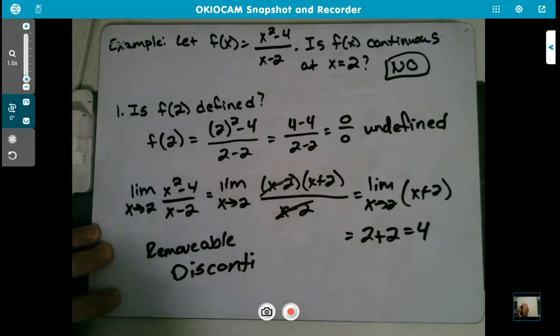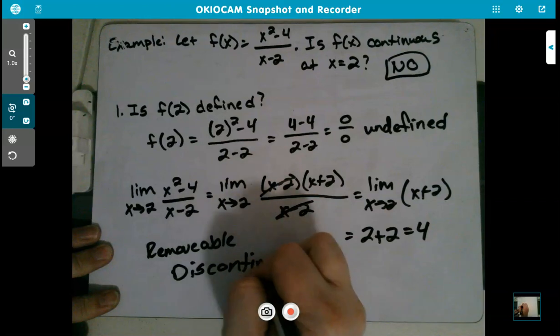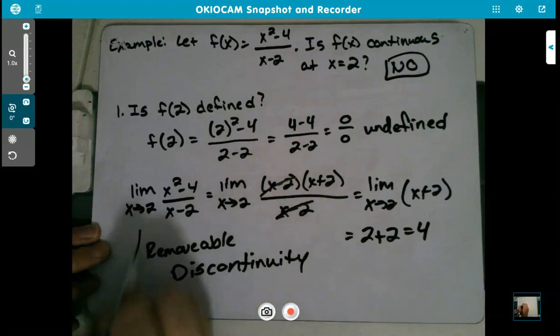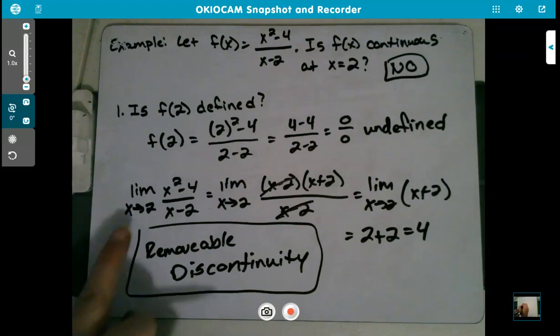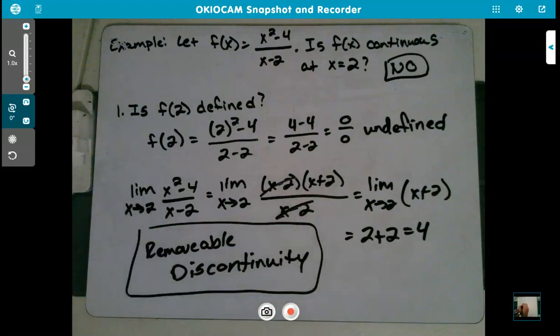Removable discontinuity. I already forgot how to spell it. Discontinuity, there we go. You can tell I teach math because I can't spell. Anyway, and again, I know it is removable because the limit exists.